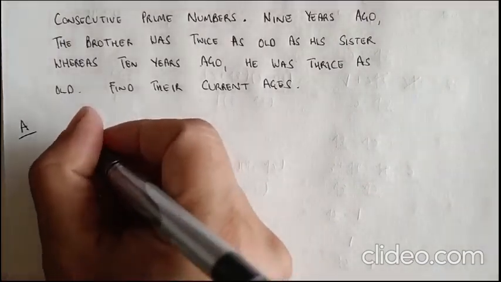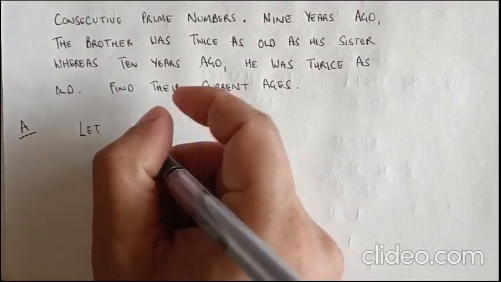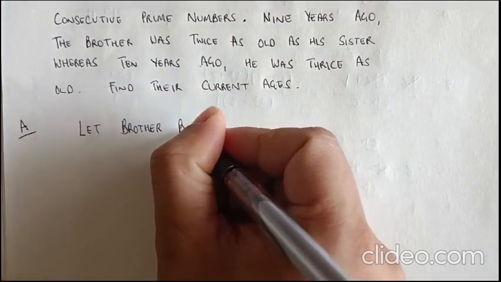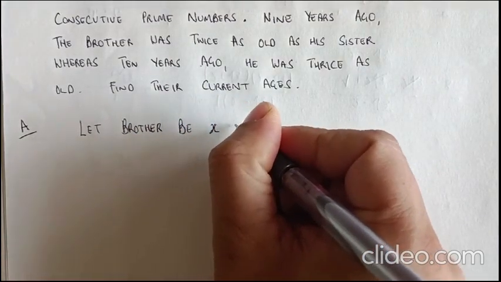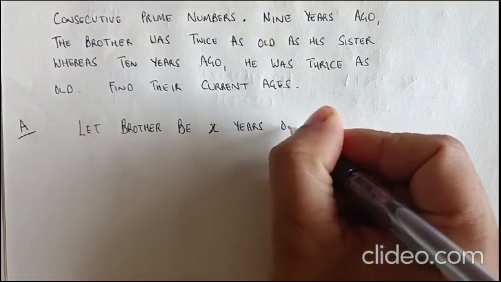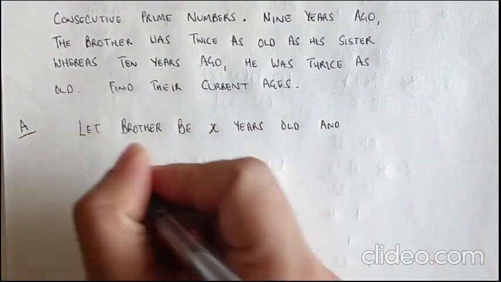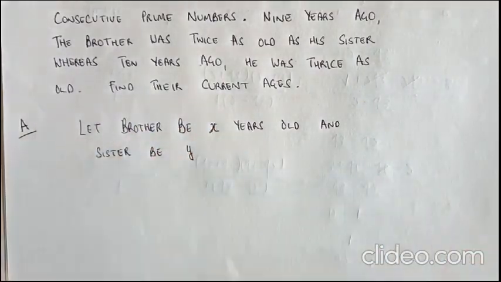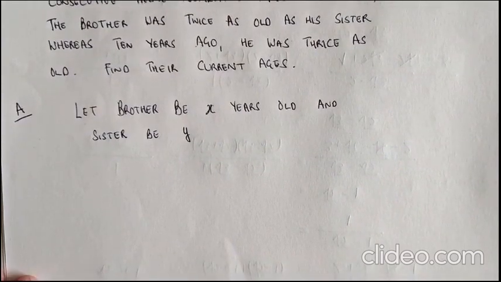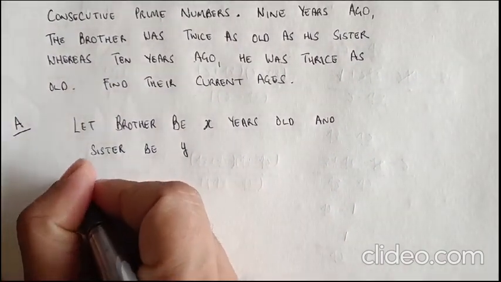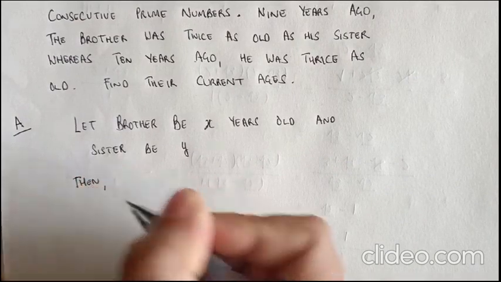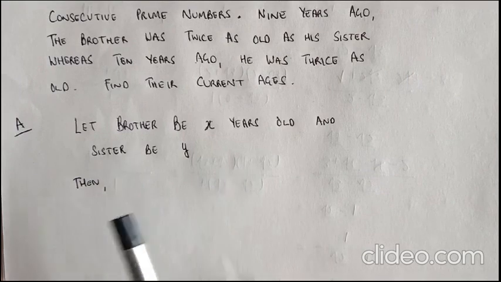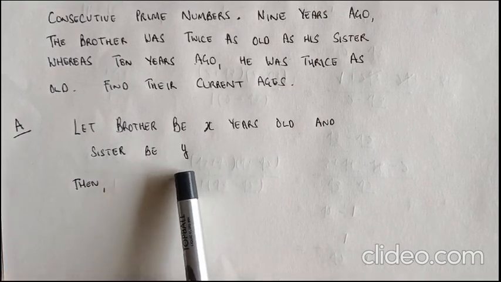So, let brother be x years old, and sister be y. Okay, so now what do these two pieces of information give us? Then, 9 years ago, how old was the brother? He was x minus 9. And how old was the sister? She was y minus 9.